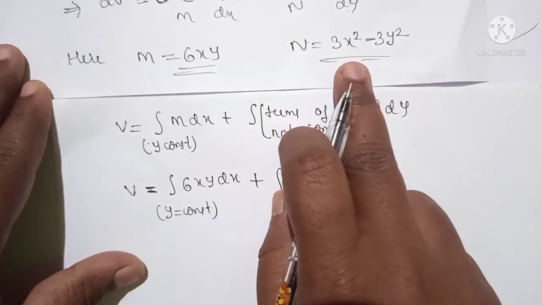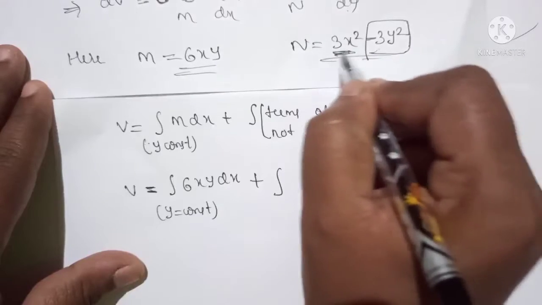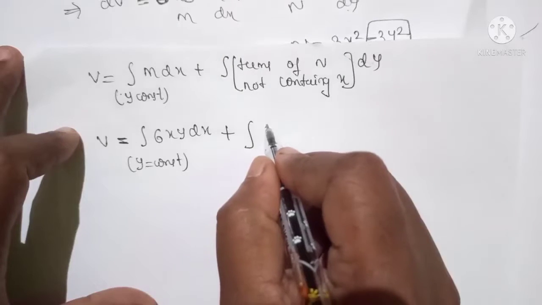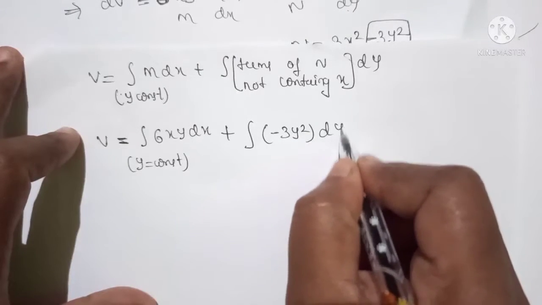So terms of n not containing x means only this term, but this term contains x. So along with the sign we have to write, so thus here it is minus 3y square into dy.